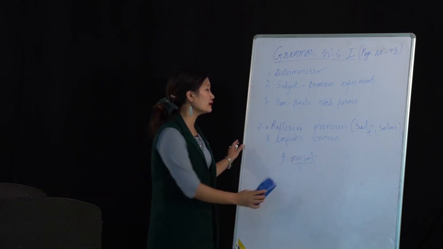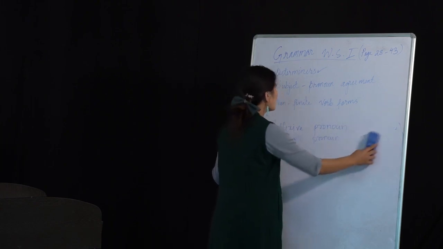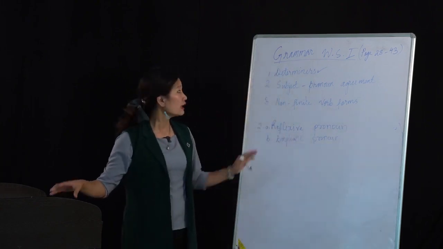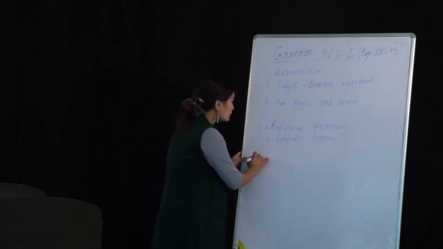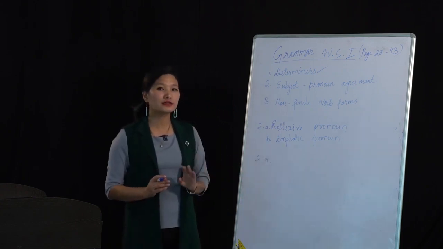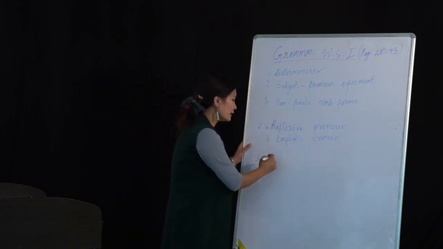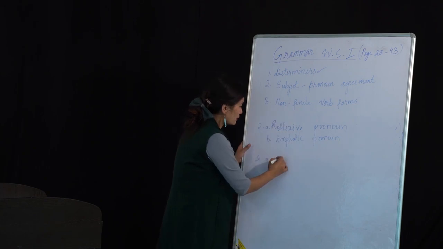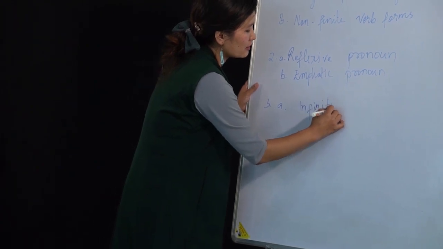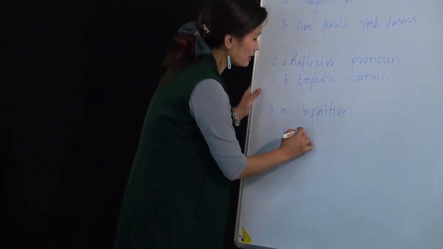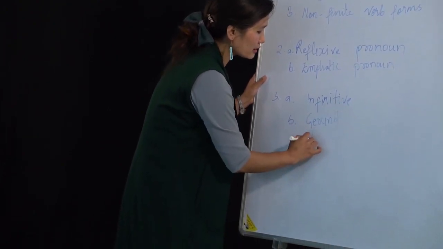So I hope all of you are clear with the second point, that is subject-pronoun agreement, which also has subdivisions of reflexive pronoun and emphatic pronoun. And coming to the third point, non-finite verb forms. And here, non-finite verb forms, we can further divide it into three. The first point will be non-finite verb forms: Infinitive. The second point will be gerund. And the third point will be participle.